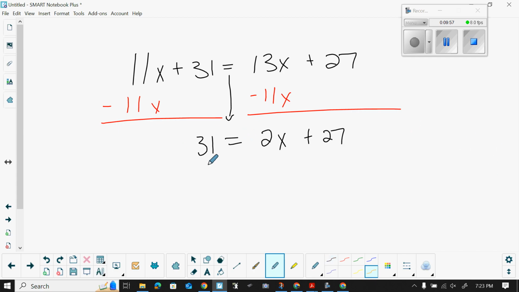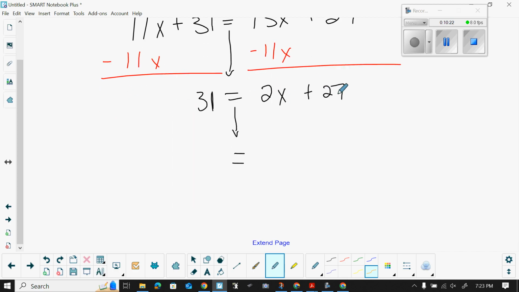We don't want to get rid of this 31 because then we wouldn't have anything on this side of the equation. This is why sometimes it's good to, before you do anything, go like this. Ooh, my line disappeared. Go like this and write your equal sign right there. So if I think about what I need to do, I know that I don't want to get rid of this 31 because then there wouldn't be anything over here. And remember, the goal is to get the x by itself.